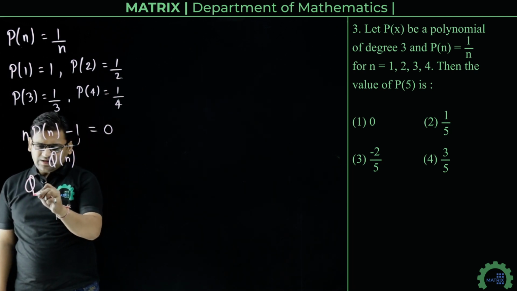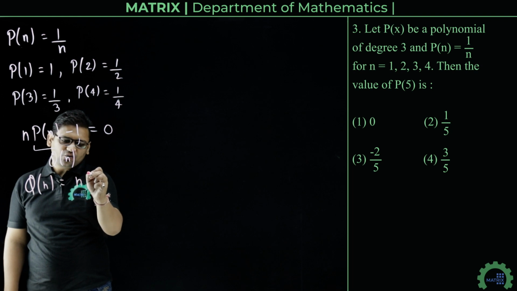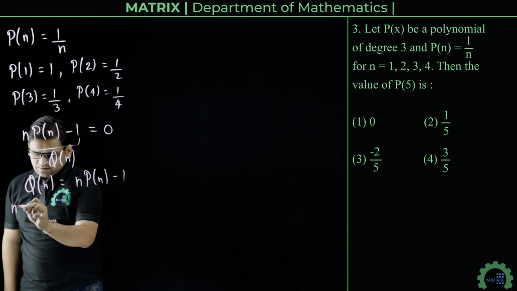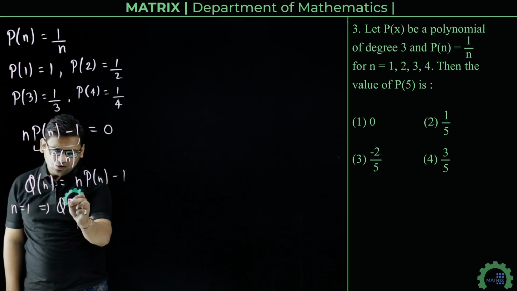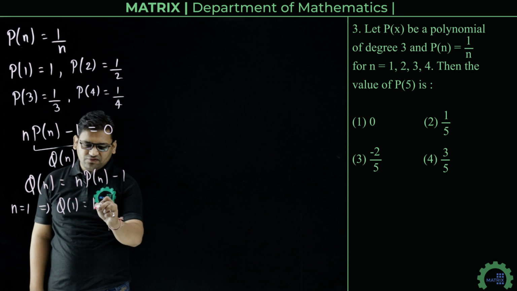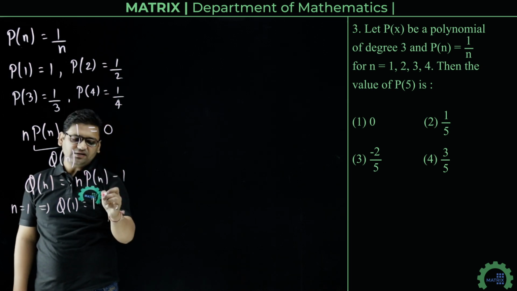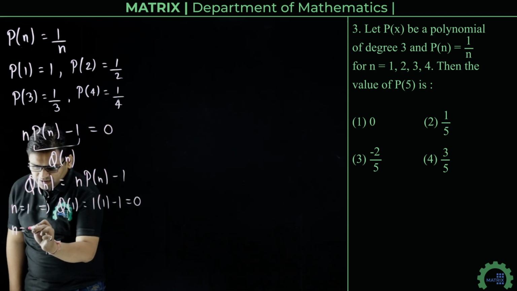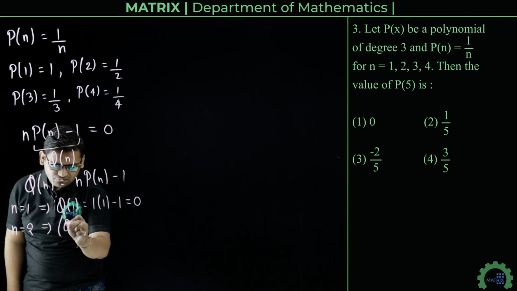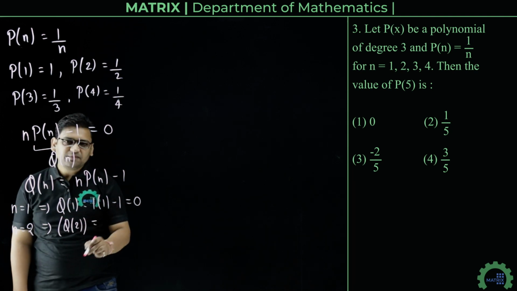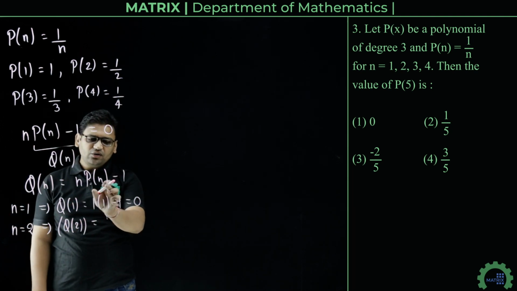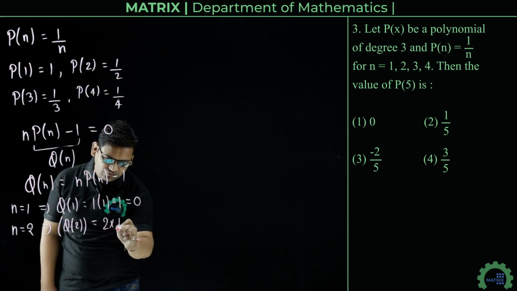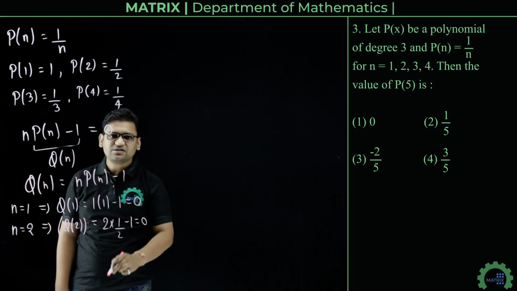So Q of n is n into P of n minus 1. Now when we put n equals to 1, then Q of 1 will be 1 into P of 1, that is 1, minus 1, that is 0. Similarly, when we put n equals to 2, then Q of 2 will be 2 into P of 2. P of 2 is 1 by 2. So 2 into 1 by 2 minus 1, again this is 0.